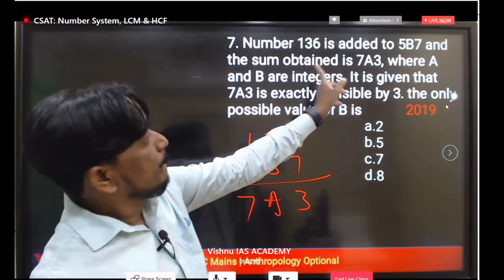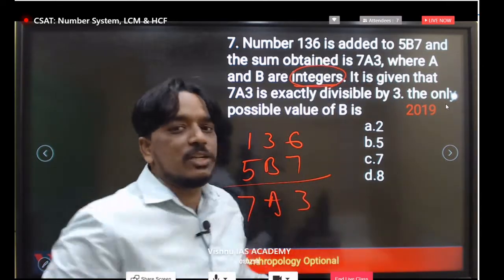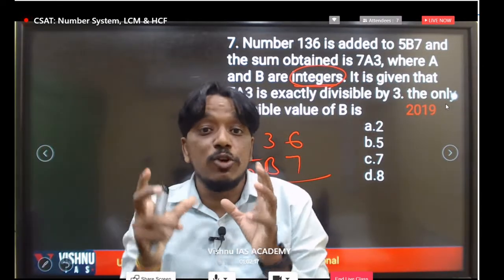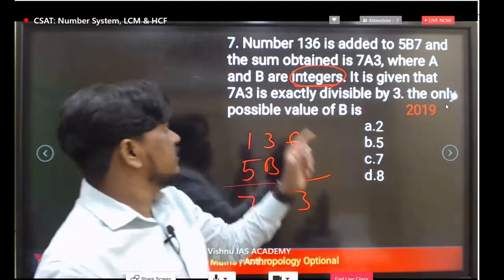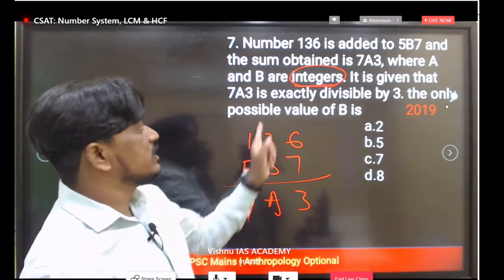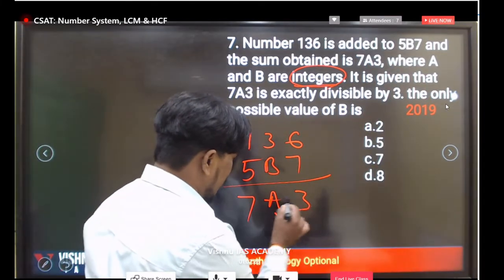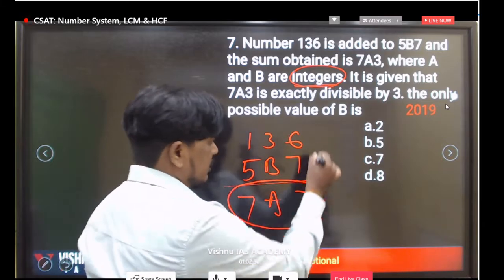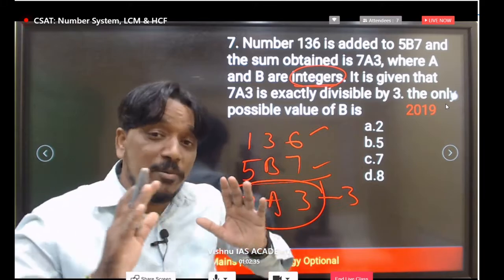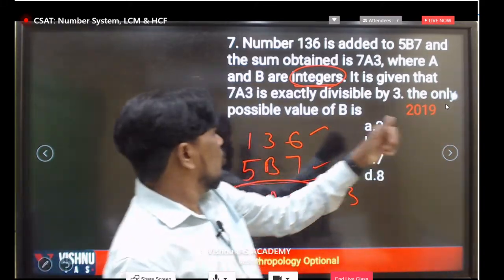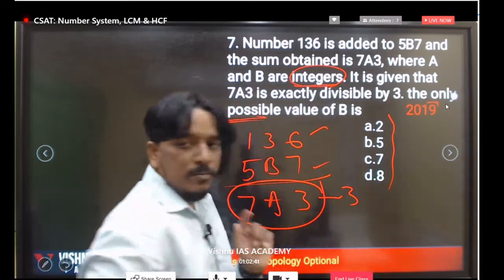Where a and b are integers. We know what an integer is, that's why I already gave the different types of numbers. And it is given that 7a3 is exactly divisible by 3. This final number, whatever we get by adding these two, is divisible by 3. This is the important condition. Out of this, only one possibility you will get.